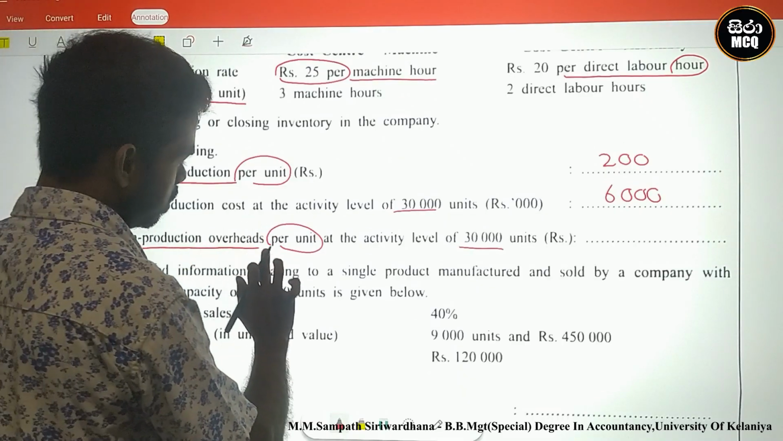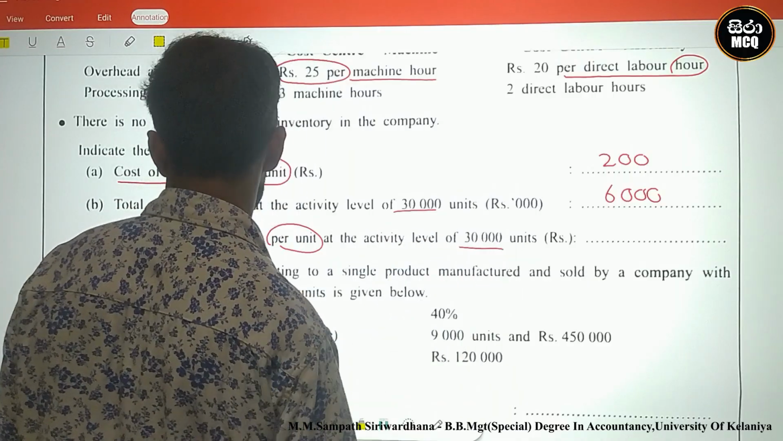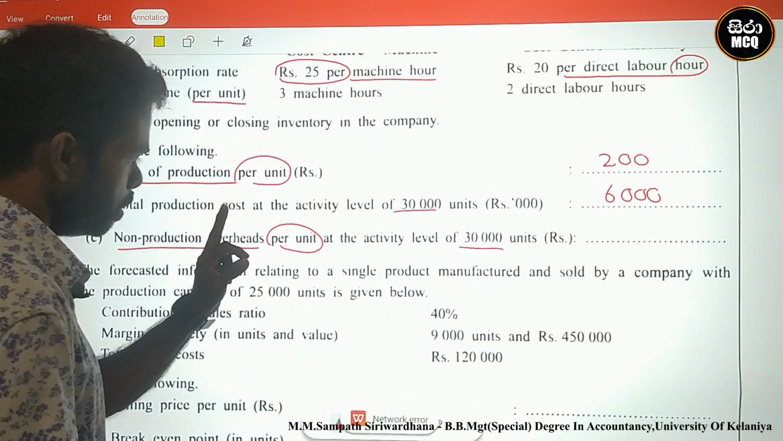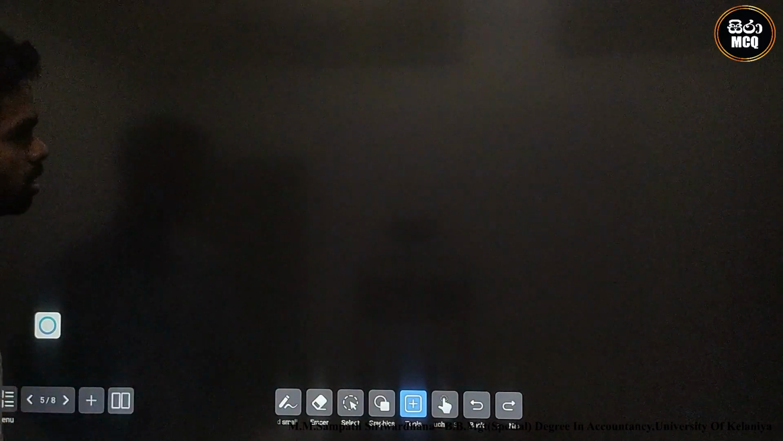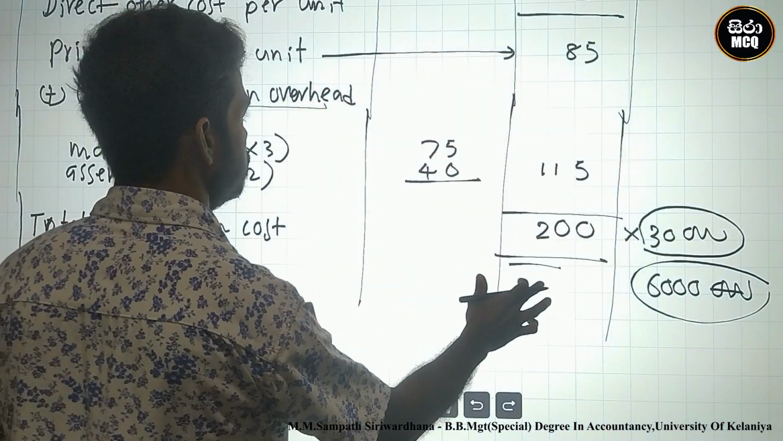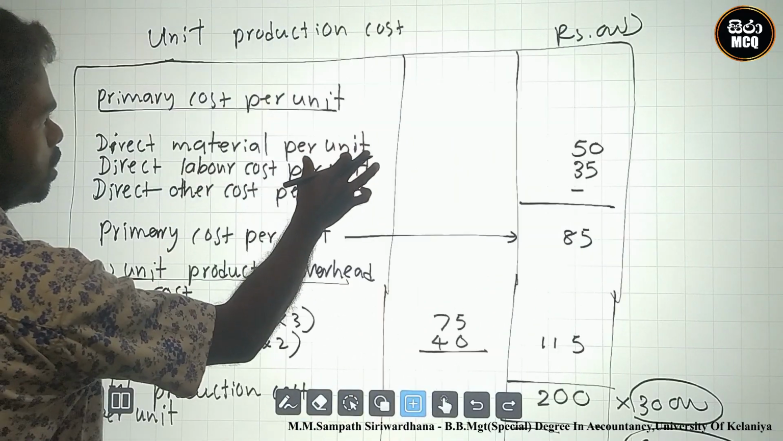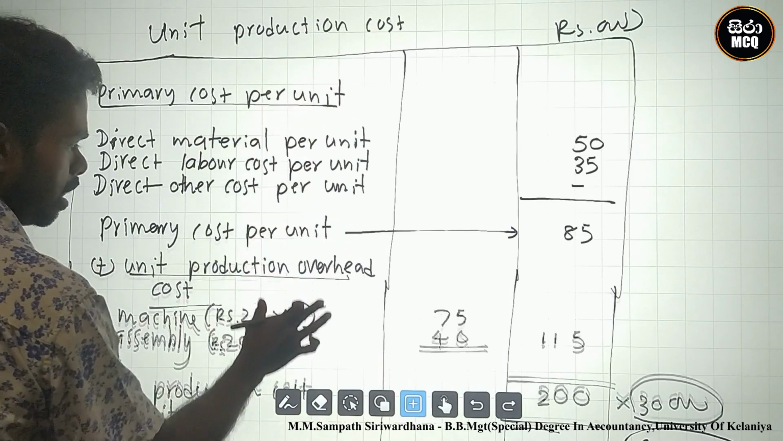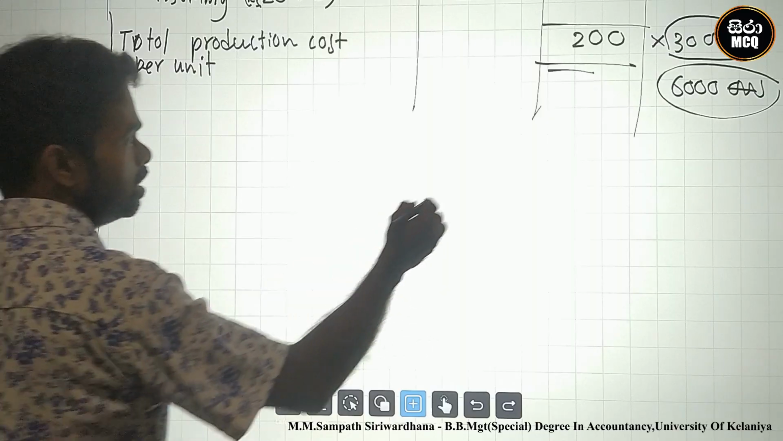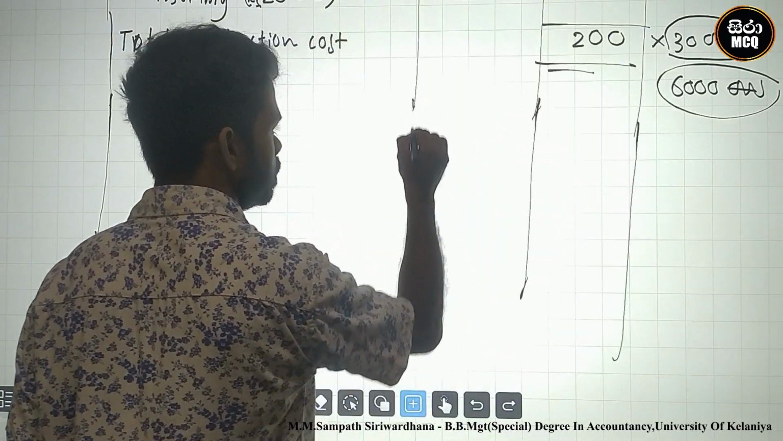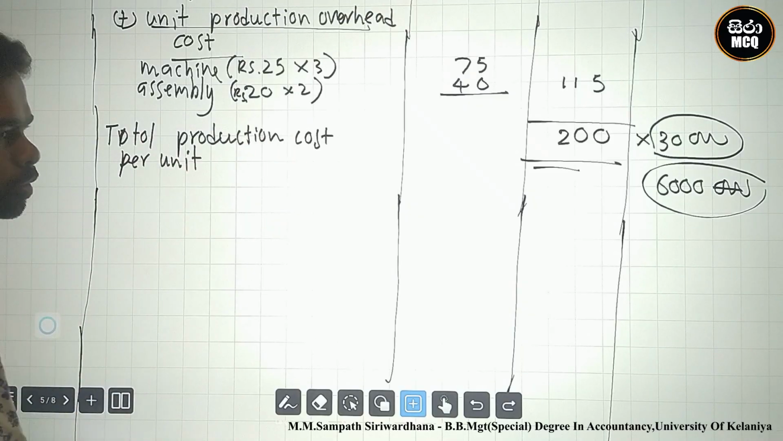Look here, non-production overhead cost, non-production overhead per unit at the activity level of 30,000 units. Non-production overhead per unit. Okay, look here, I used this production cost formula. This is the production cost per unit. After that I prepare this final effect of this.